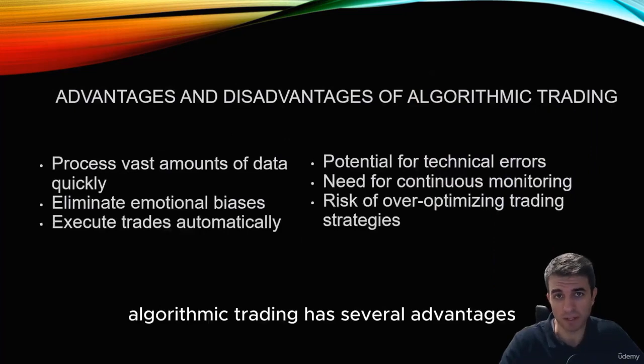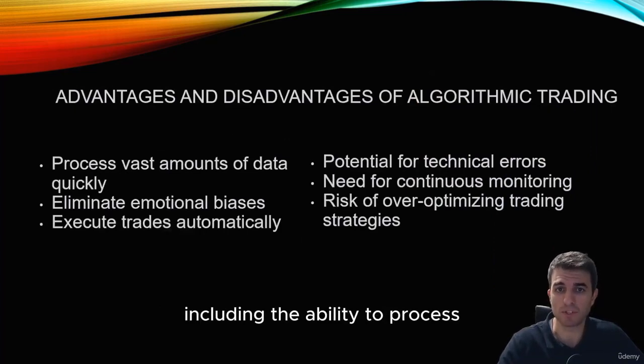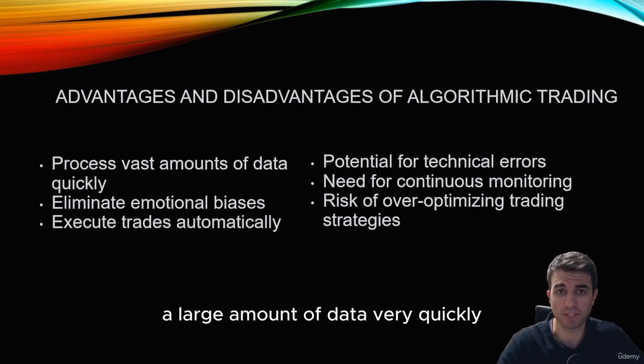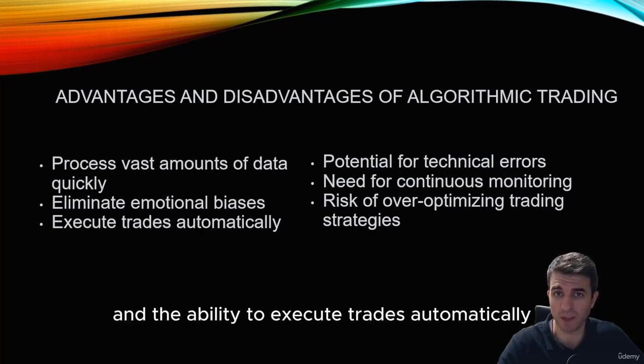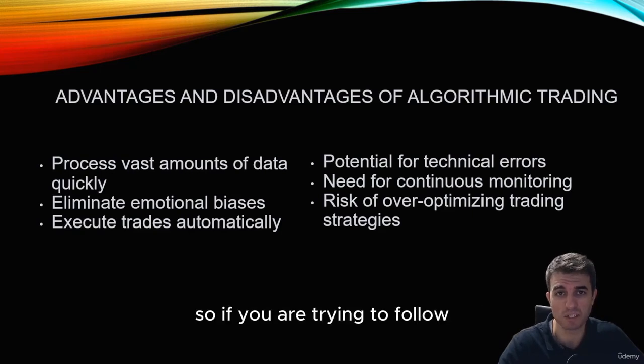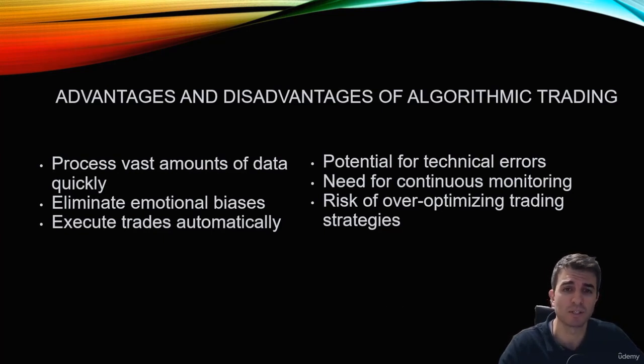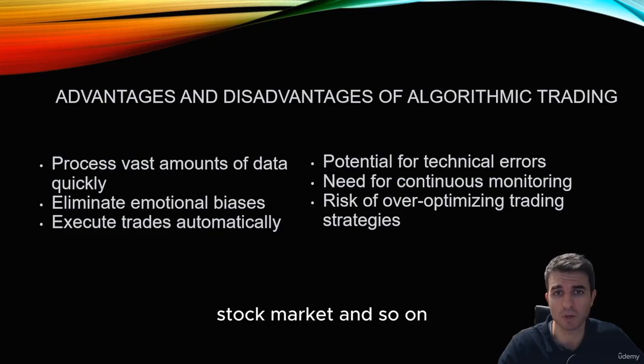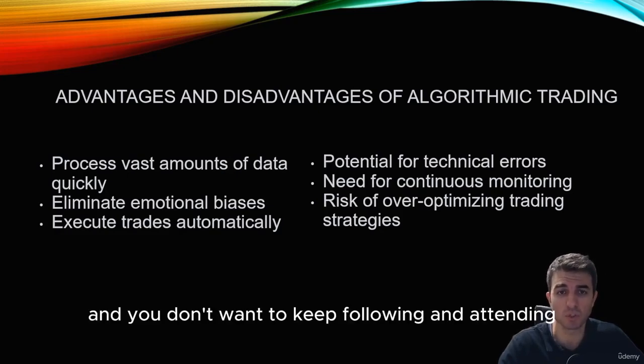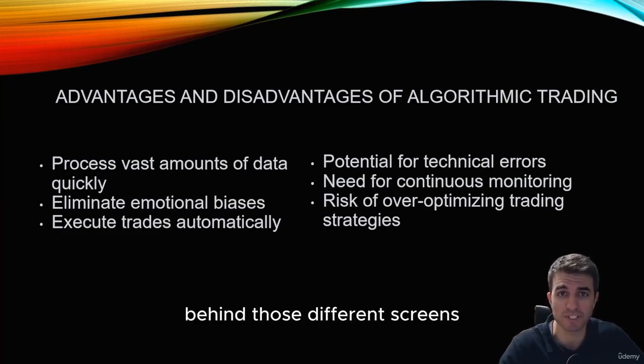Now, algorithmic trading has several advantages, including the ability to process a large amount of data very quickly, the elimination of emotional biases, and the ability to execute trades automatically. So if you are trying to follow a large number of assets, for example, you're going through Forex, equities, stock market, and so on, and you don't want to keep attending behind those different screens, checking all the assets at the same time.